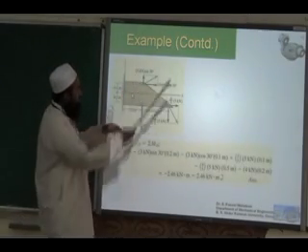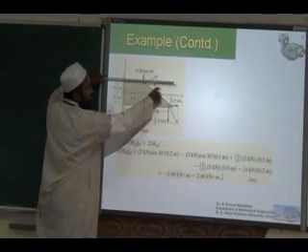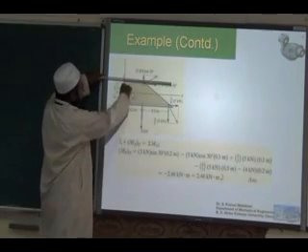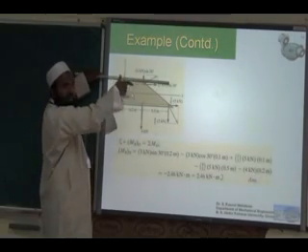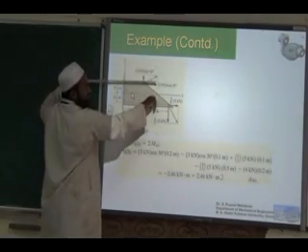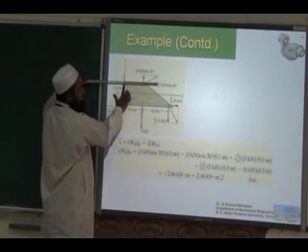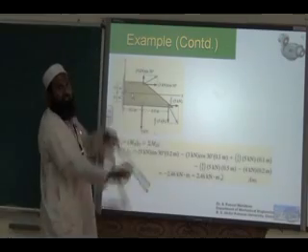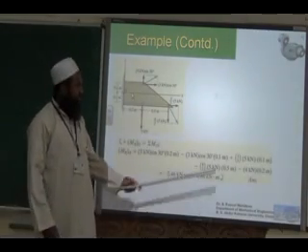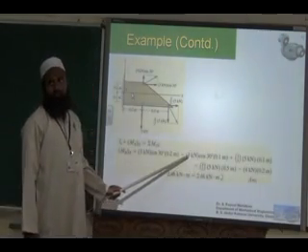Whereas this force, 3 kilonewton cos 30, has a perpendicular distance of 0.1 meters. It produces a moment in the clockwise direction. The arrow head is here, and the perpendicular distance is here. Consider this as a bell crank lever. This lever will rotate in this direction, so clockwise. That is why we have a negative sign here.